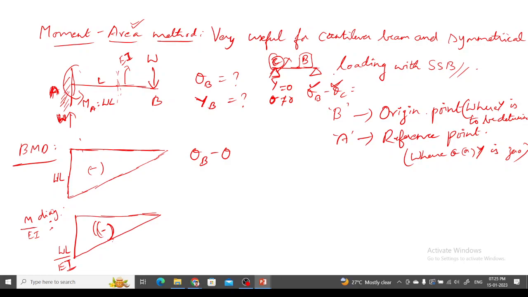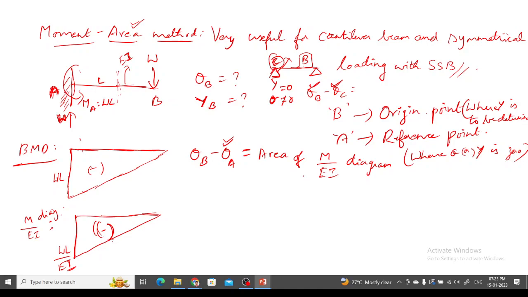We are taking it as 0 just to eliminate it. For example, in the formula, theta B minus theta A is actually the area of the M by EI diagram. Just in order to put theta A equal to 0, I'm using the reference point where theta or y is actually 0. Getting what I'm saying?